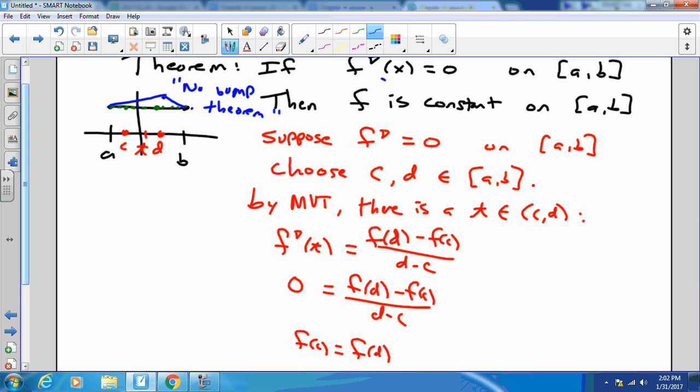Why is it constant if f of c equals f of d? Oh, a constant function is one that does not change. So f of c equals f of d for every single c and d in the interval a to b. Remember that I chose c and d very generally out of the interval a to b.